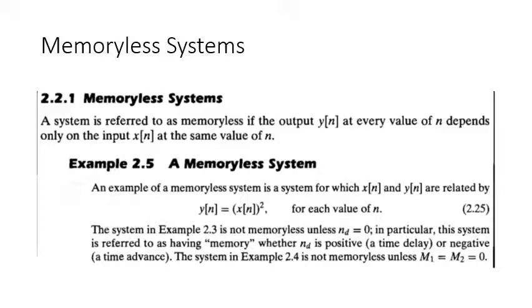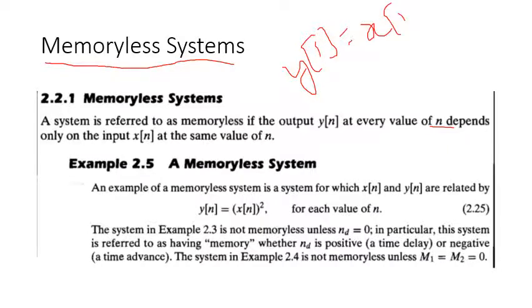First of all, we are going to discuss the memoryless system. As the name says, it does not have any memory. So the output at every sample should depend on the input at the same value of n. So the output at every value of n depends on the input x of n. It means that y of 1 is equal to x of 1. So here these two are the same.